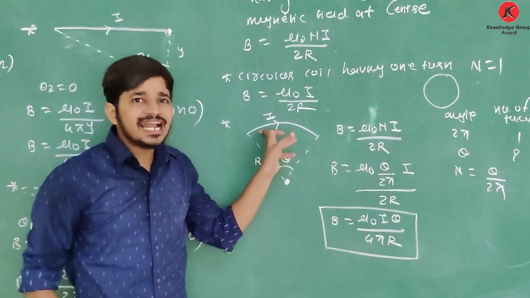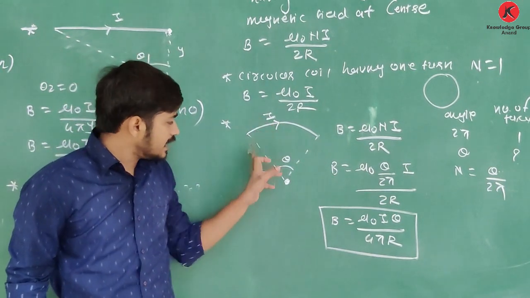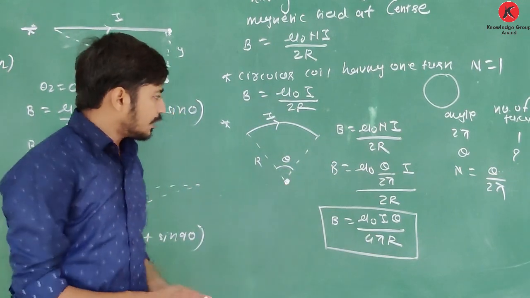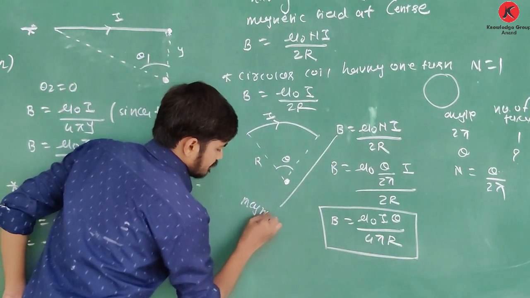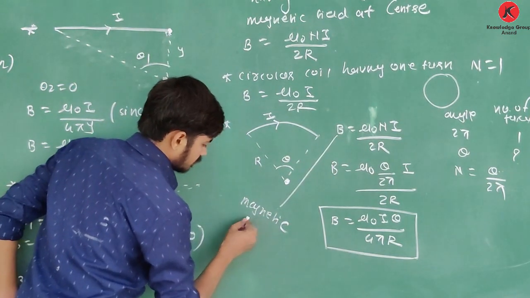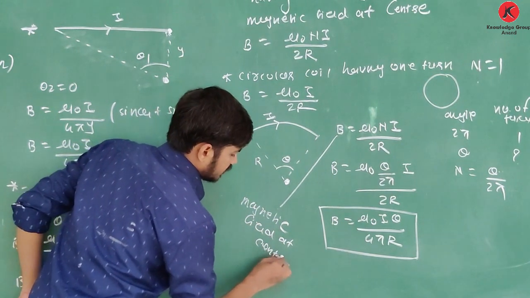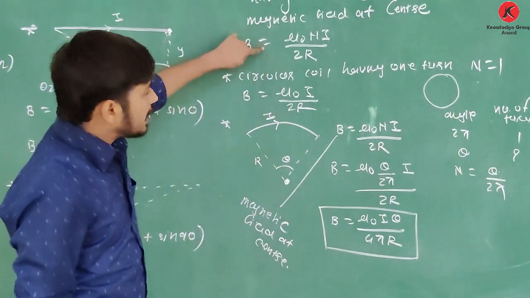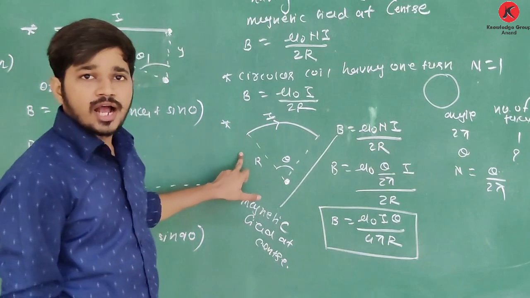Whenever you are given an arc like this, current I, radius R, subtending angle theta at center, then what is the magnetic field at center? It is this. So yes, it is again one extra equation that you have to remember, for n turns, for 1 turn, for this arc.